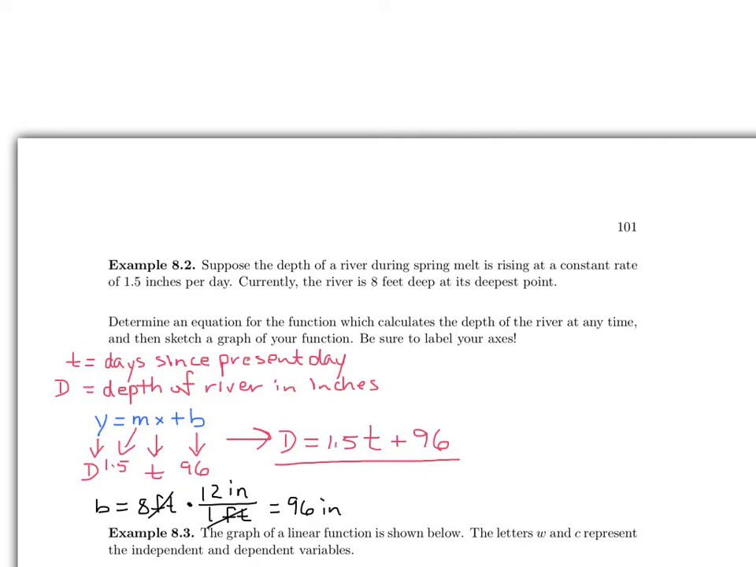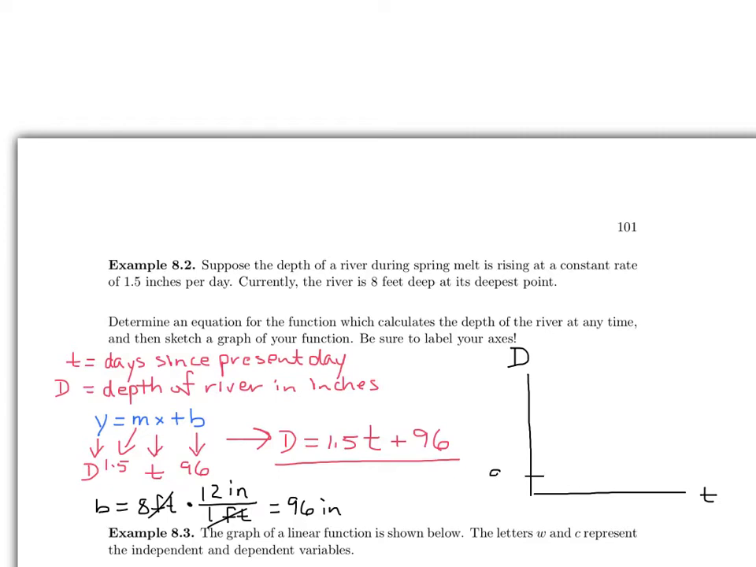Again, you can see the 1.5 is playing the role of the m. That's the slope. That's the rate of change. Here's the 96. This is playing the role of the b. This is the initial depth, or the present depth. It would also be the vertical intercept when we draw our graph. And that's the next step. So let's make some axes. Here's t. Here's d.